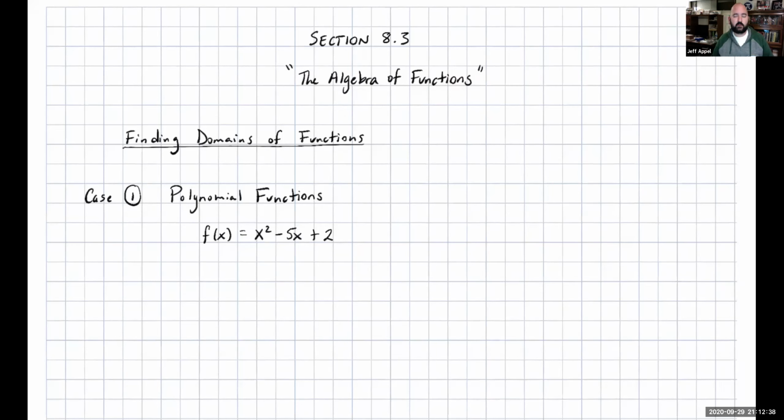Any real number you can think of, you can plug into this thing and get a y value in return. Everything's going to work out nicely. So for a polynomial function, we could say the domain in words, writing it out as all real numbers. Another way to describe it would be to use interval notation, and we could write it from negative infinity to infinity, which describes all real numbers.